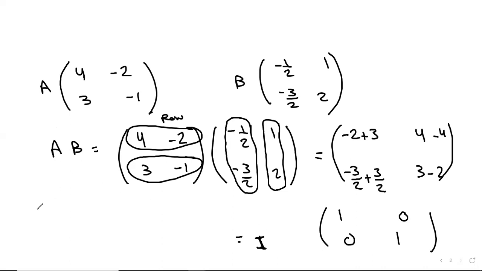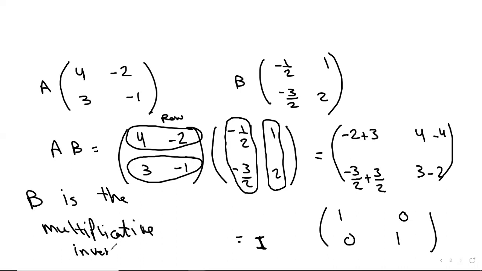So we can say that the matrix B is the multiplicative inverse of A.